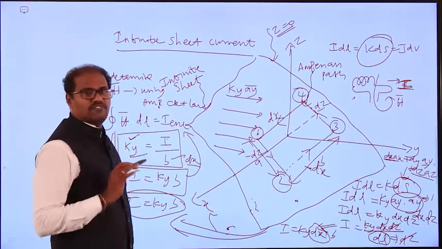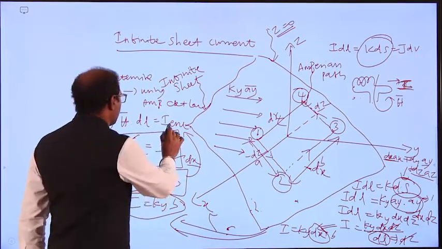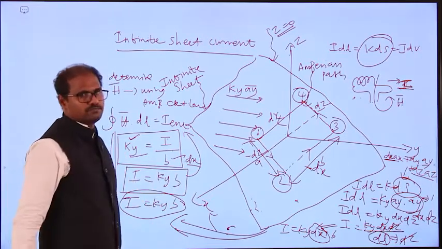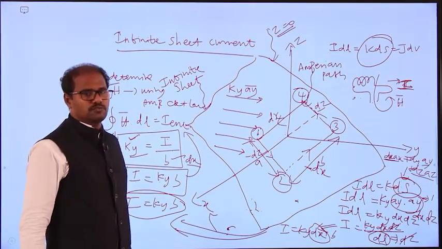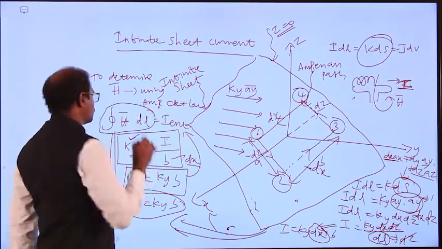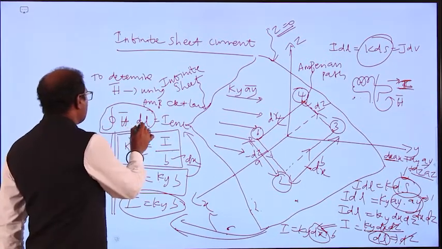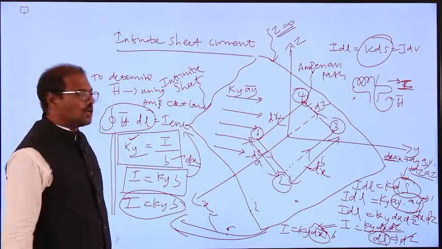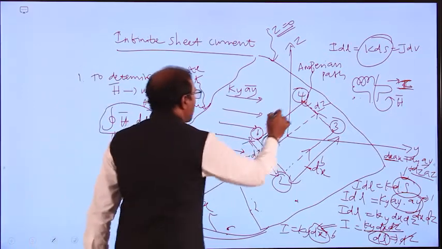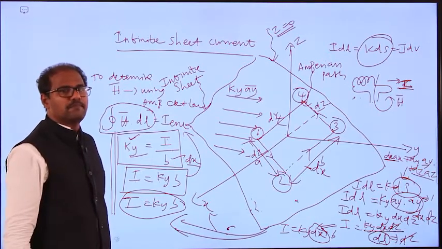So far we got it only for I enclosed. I enclosed is equal to Ky b, which we have to substitute. Now we have to work out the closed loop integral of H dot dl. We have to work it out because we have to take it for this Amperian path.